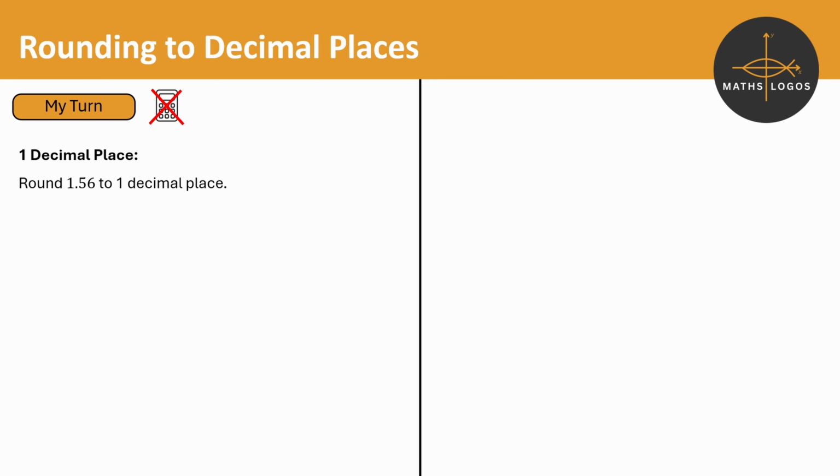Hi everyone, in this lesson we're going to look at how we round numbers to decimal places. First example we're going to look at is where we need to round to one decimal place. It's just worth quickly defining what we mean by a decimal place.